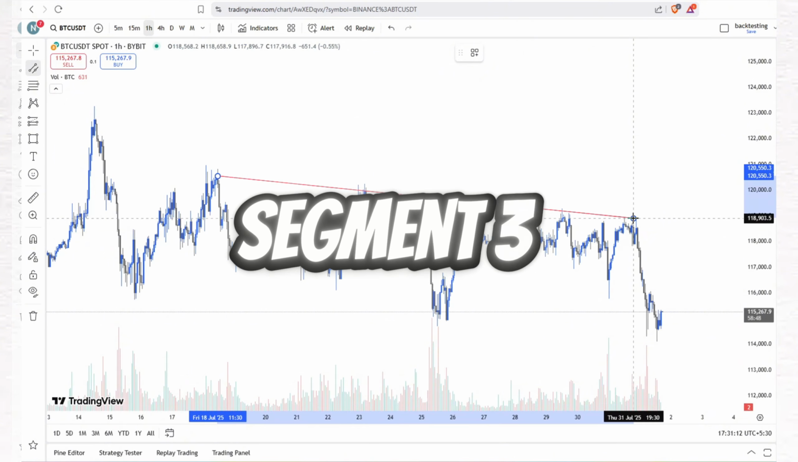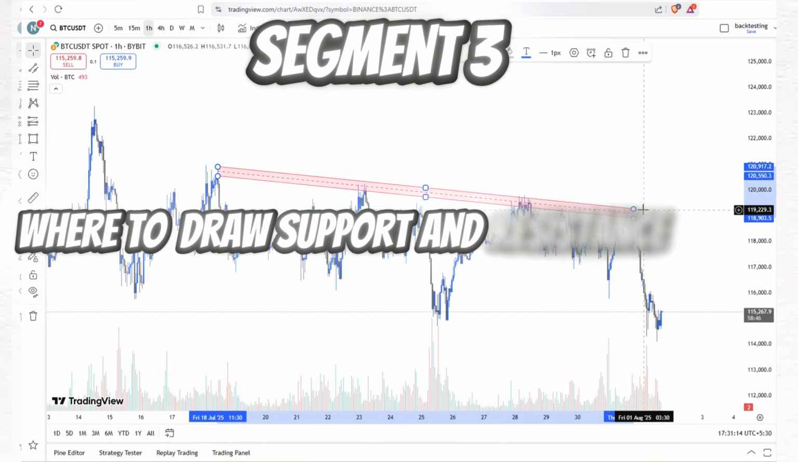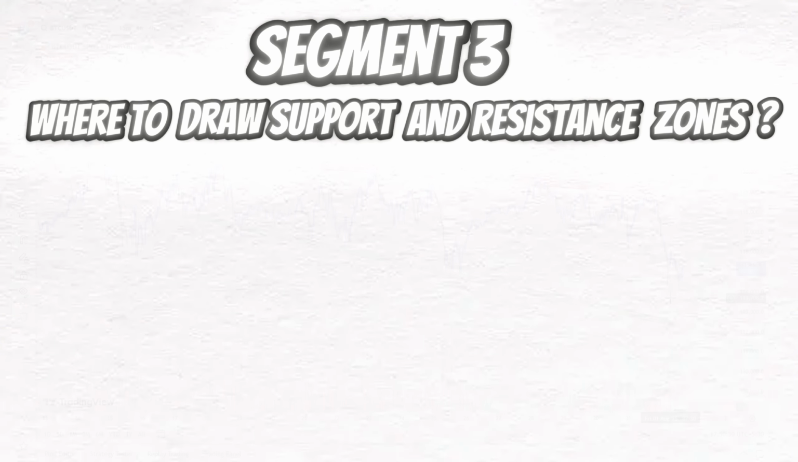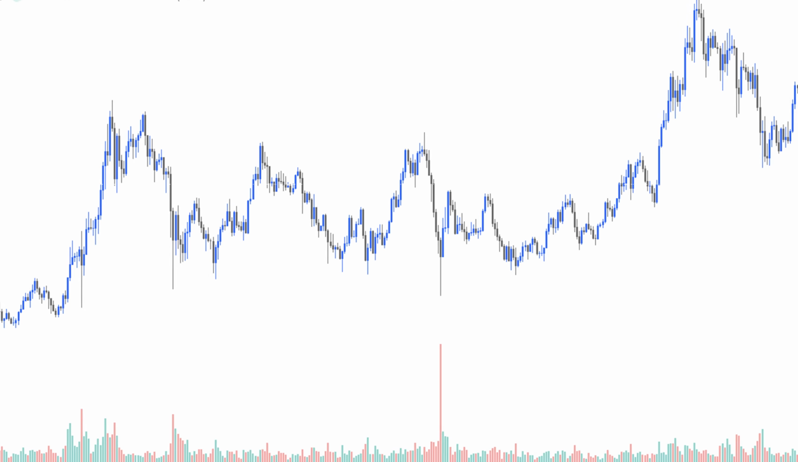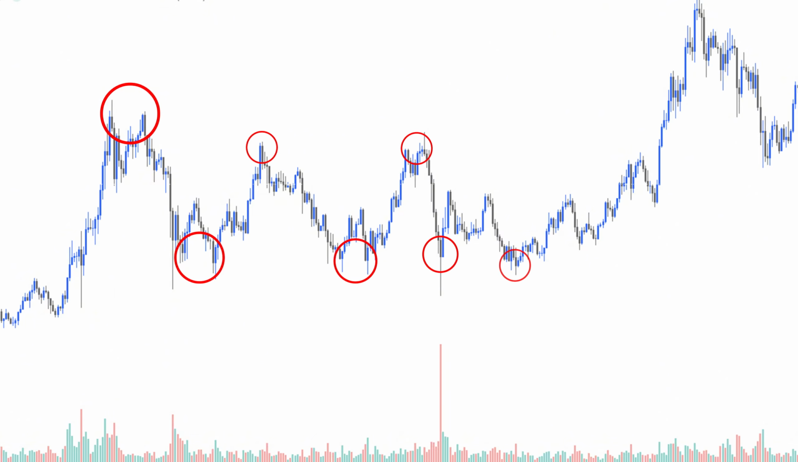Segment 3. Where to draw support and resistance zones. This part's easy, and also not. Look for major swing highs and swing lows, the places where price made a sharp move or reverse direction. These are your key levels.